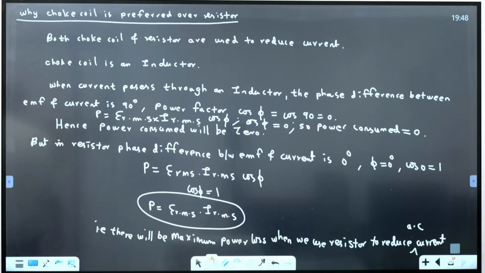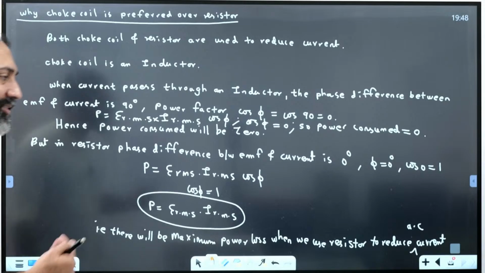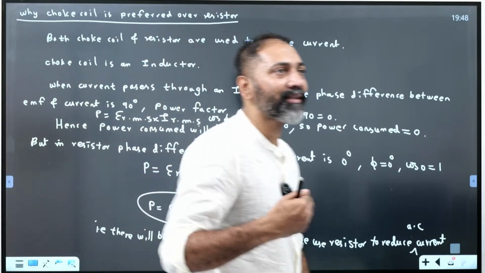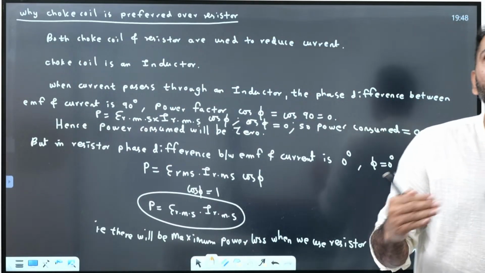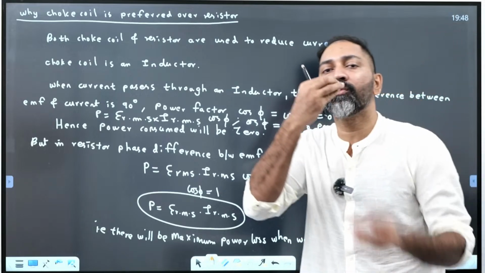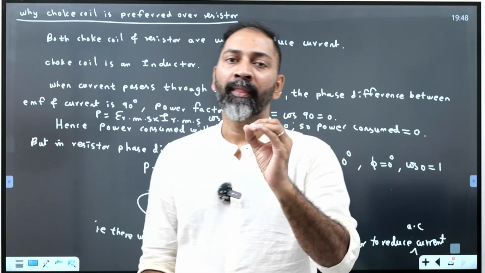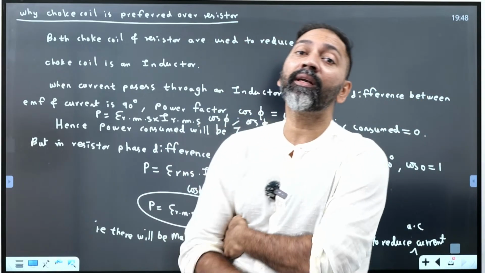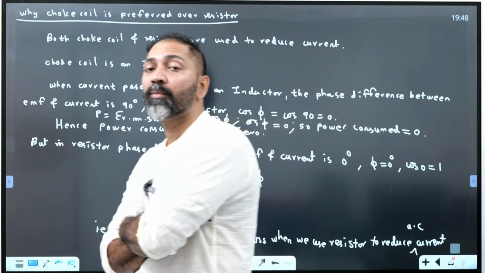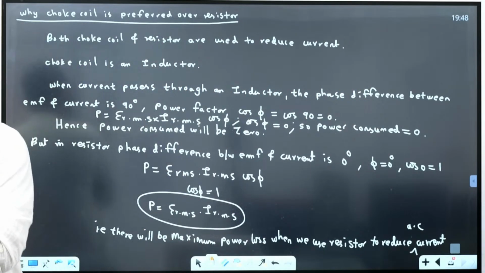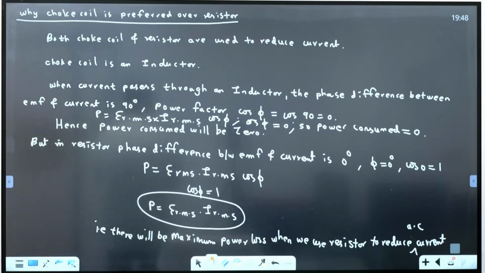Any doubt? So that is the reason why we prefer choke coil over resistor. Because to reduce power, we can use both choke coil and resistor. What is the advantage of using choke coil? Choke coil is an inductor. Inductor phase difference is what? 90 degree. Cos 90 is what? 0. So power consumed by inductor will be what? 0. But if you are using resistor to reduce current, there will be maximum power loss. So it's better to use what? Inductor. That is choke coil.